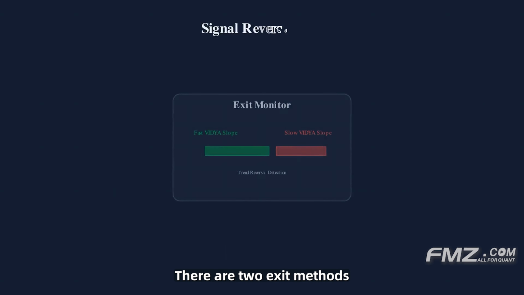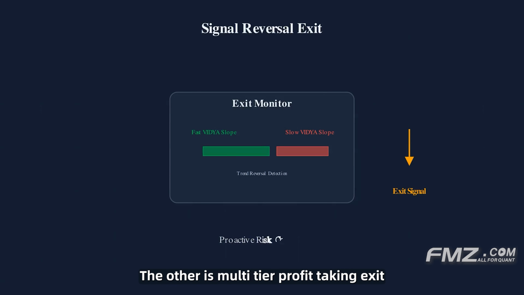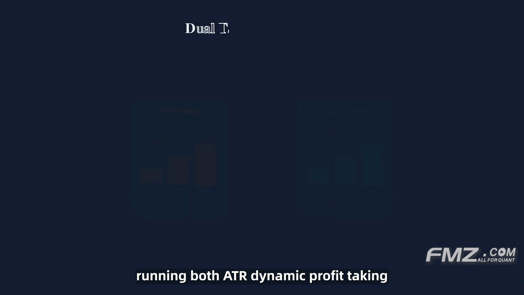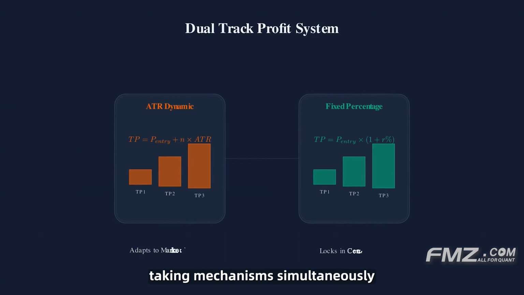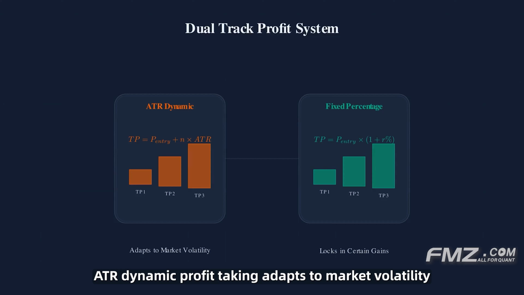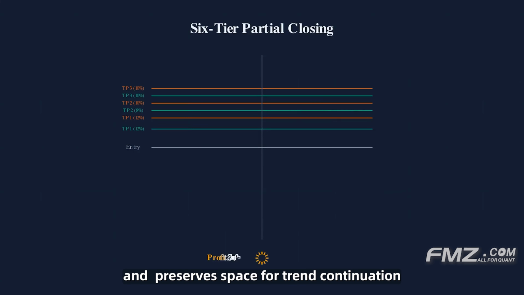There are 2 exit methods. One is signal reversal exit, adopting a proactive risk control mindset. The other is multi-tier profit-taking exit, running both a TR dynamic profit-taking and fixed percentage profit-taking mechanisms simultaneously. A TR dynamic profit-taking adapts to market volatility. Percentage profit-taking locks in certain gains. 6-tier partial position closing both ensures profit safety and preserves space for trend continuation.